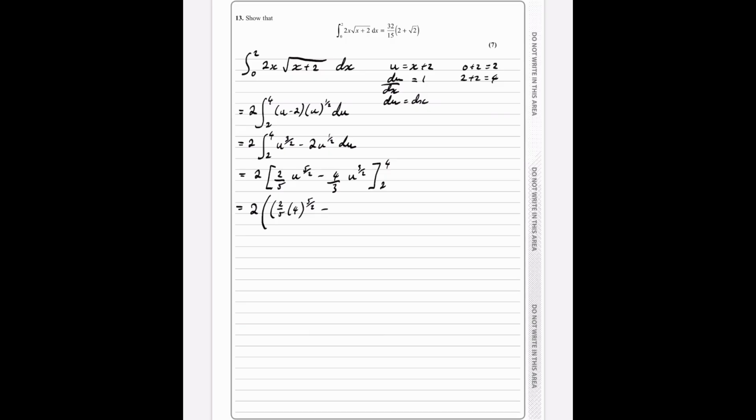Because this is a show that question, I'm just going to make a little extra effort to show the substitution of the values into the integral. And substituting the 2 in.